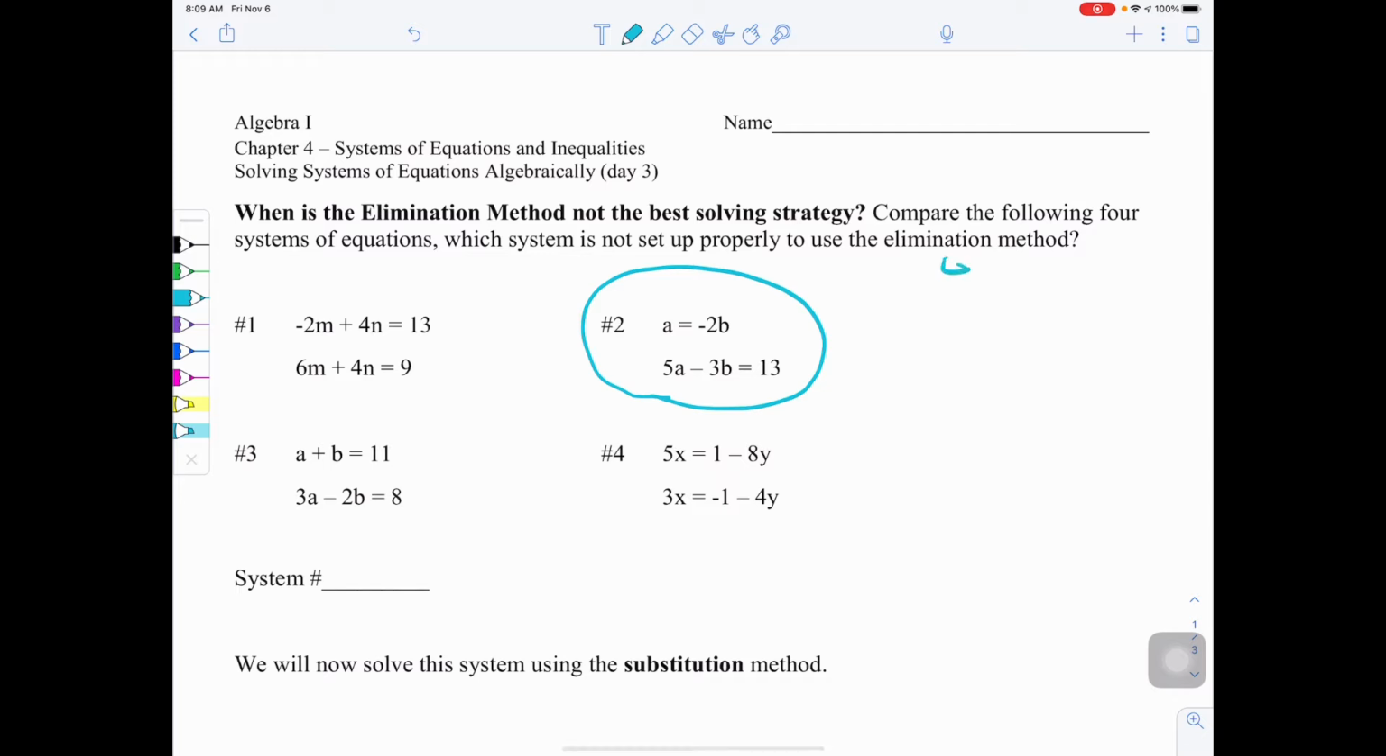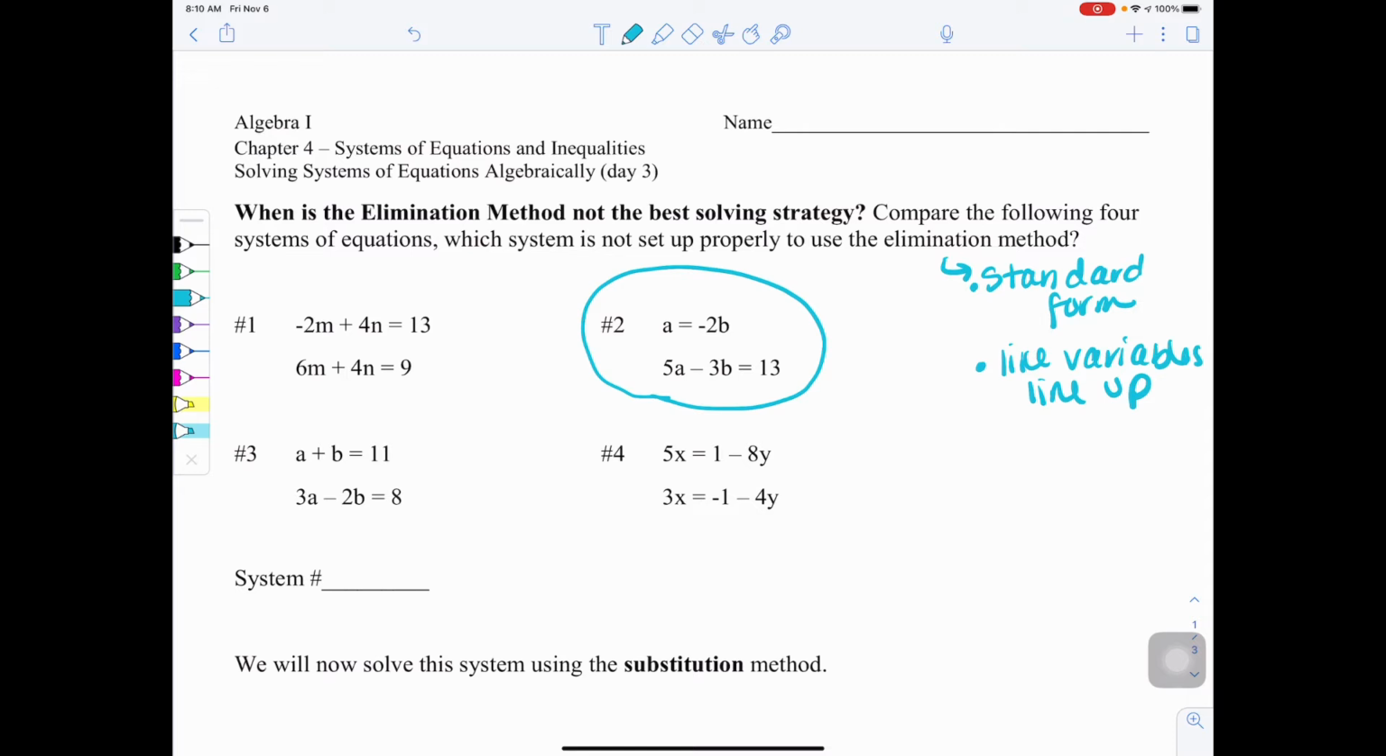A couple of things you want to look for with the elimination method. If the equation is in standard form, which means the x and the y, or whatever variables they may be, are on the same side together, that's a hint in the right direction that you should be using the elimination method. Another thing that people look for is that the like variables line up. And then sometimes it's just helpful to notice what it's not.